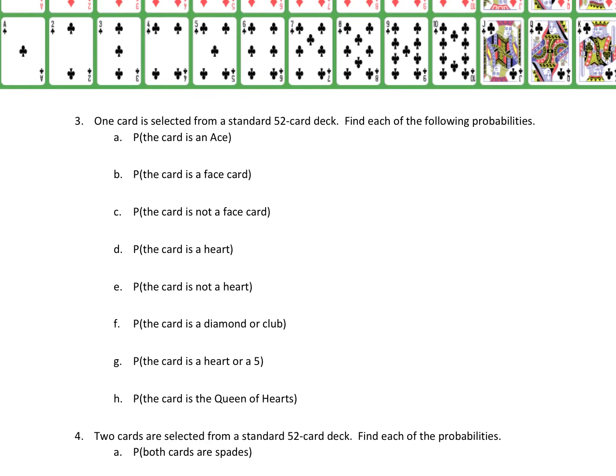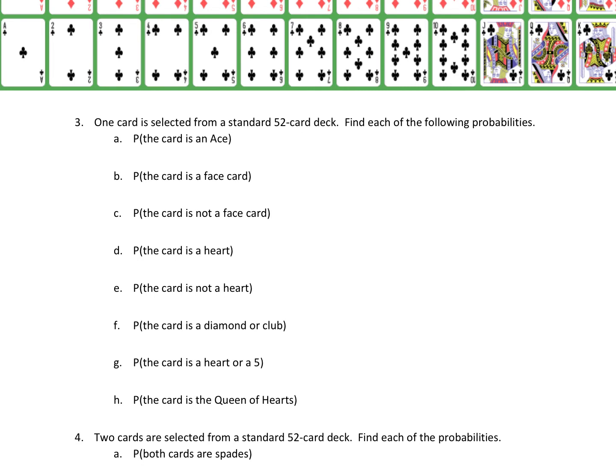All right, here are some questions about the cards. One card is selected from a standard 52 card deck. Find each of the following probabilities. Part A, find the probability that the card is an ace. There are 4 aces, if you look at your visual above, so that's the desired outcome. The total possible outcomes, there are 52 cards. So 4 out of the 52 cards are aces. If you reduce that fraction, that would be 1 out of 13.